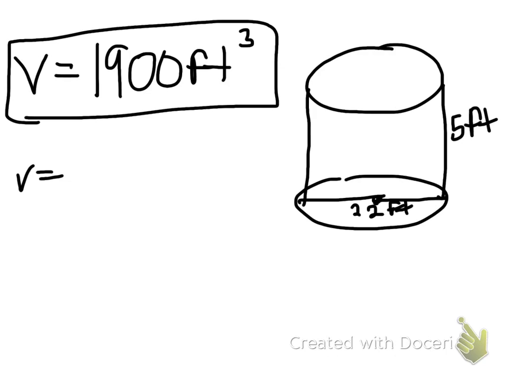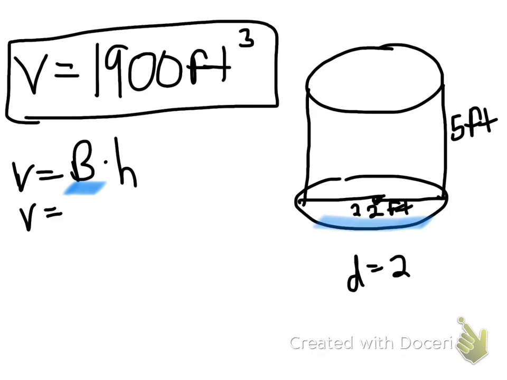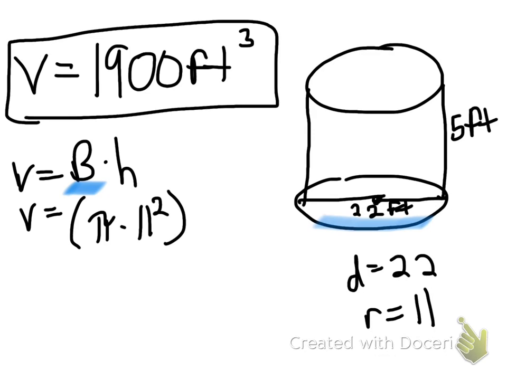So volume equals base area times your height. Circle area is pi r squared, so my base area is pi r squared. Now I have 22 feet as my diameter, right? 22 equals d. And your radius is 1/2 your diameter, so the radius is 11. So for my base area, I'm going to do pi times 11 squared. And then your height is 5 feet, so times 5.